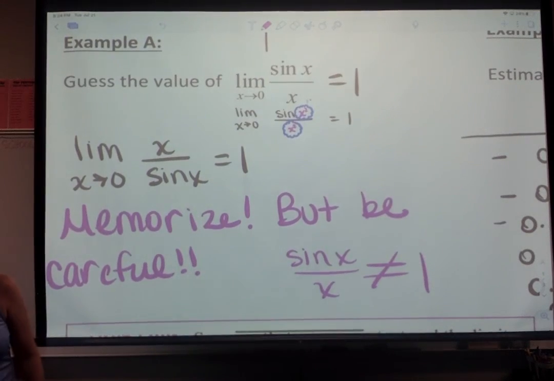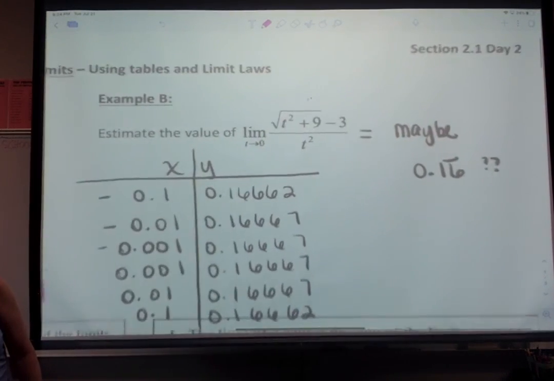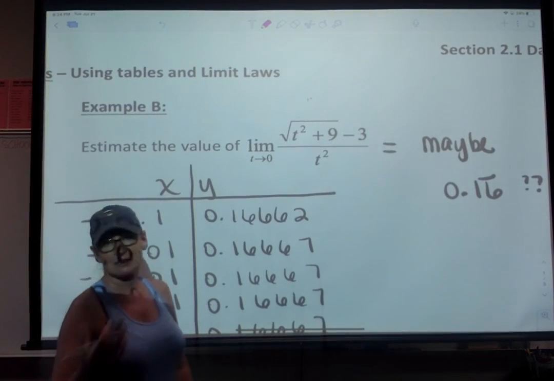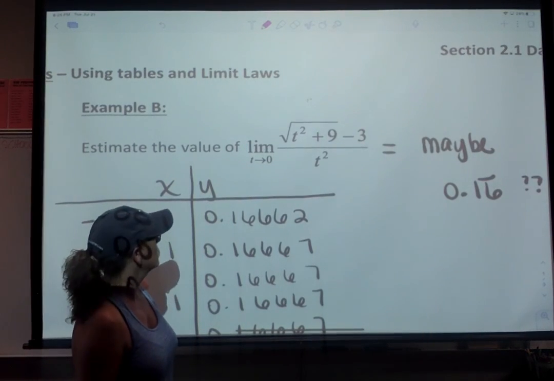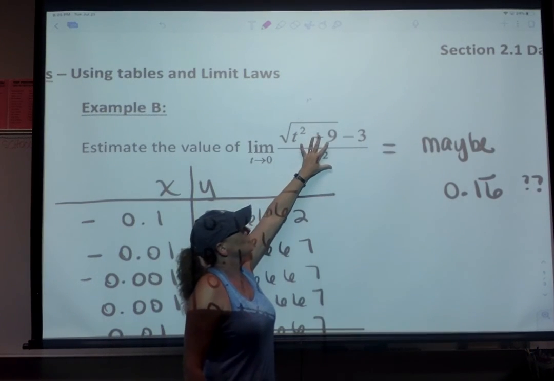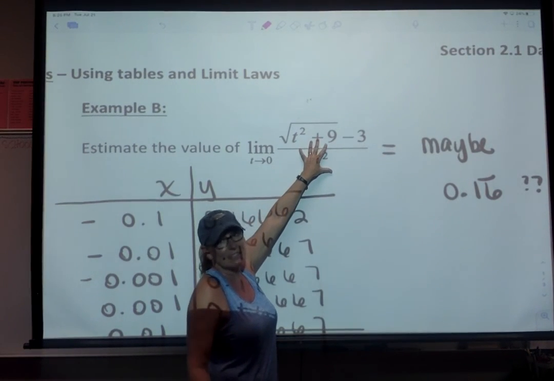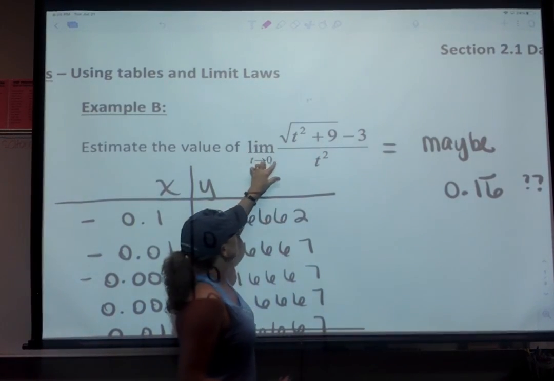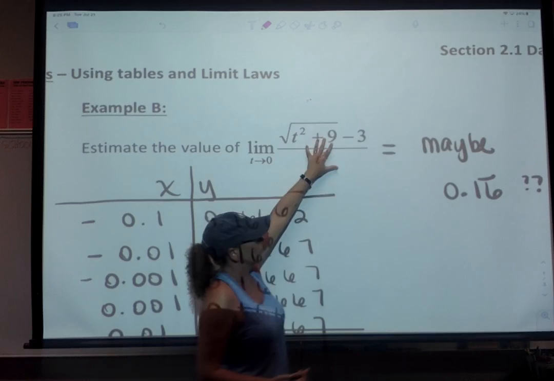Okay, moving on. I gave you a really ugly looking limit to see if you could evaluate. So again, this is one of those cases where, darn, I wish it had a name, but it doesn't, so we have to just write the whole function right there. So the limit as t approaches 0 of this function.